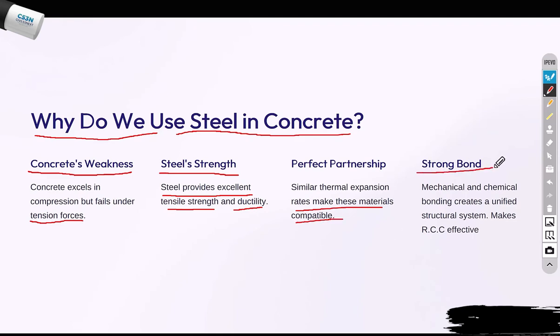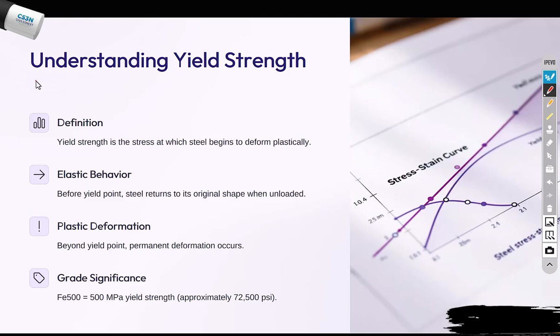What about their strong point? Mechanical and chemical bonding creates a unified structural system, which makes RCC effective. So in short, steel bars are ductile, which helps them bear tensile forces during seismic activity or sudden changes in temperature. Now let's understand yield strength.